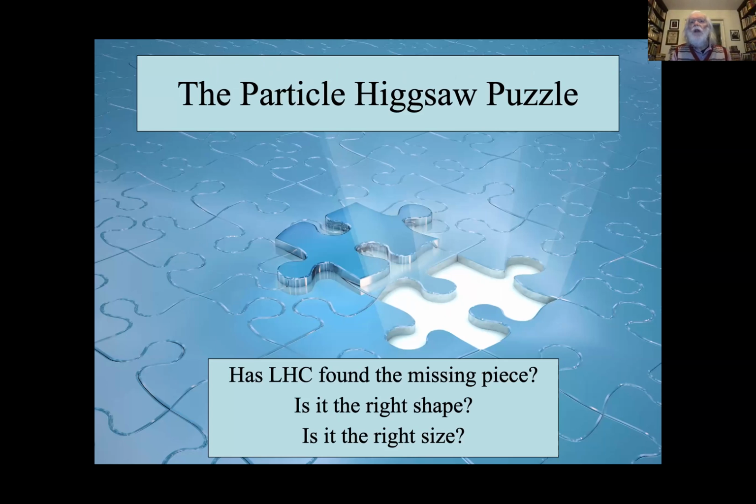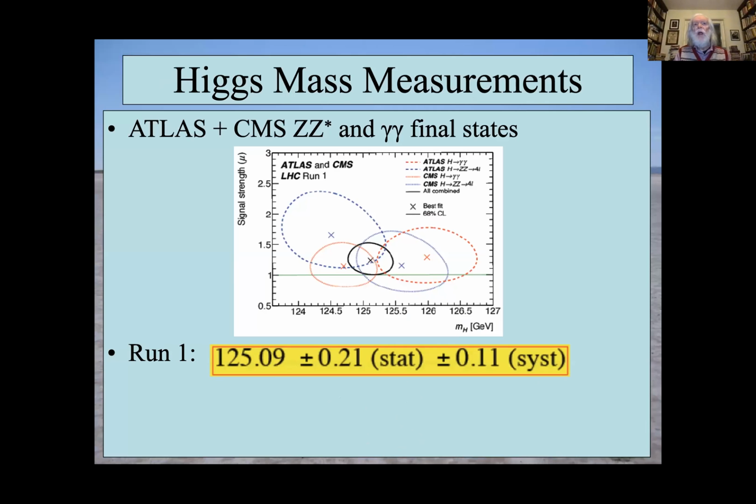Back in 2012, when the Higgs boson was discovered, I think it was a perfectly legitimate question whether the particle that had been found in this search was in fact the Higgs boson or some imposter. I like to compare the situation to completing a jigsaw puzzle. The question was, has the LHC found the missing piece? Is it the right shape? Is it the right size to correspond to the standard model prediction? So what do we know now?